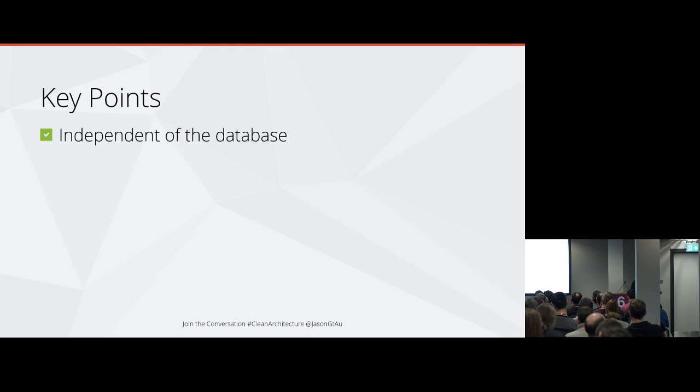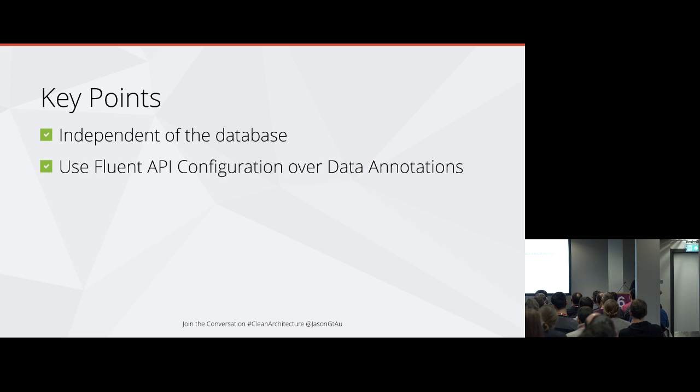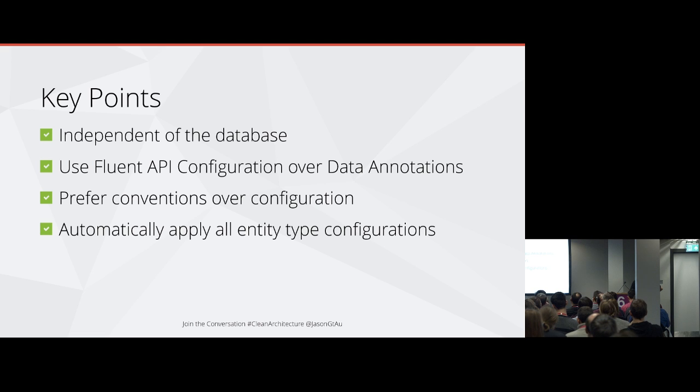All right, so key points. It's independent of the database. We're using the EF Core providers, and so we're kind of safe. We use Fluent API configuration over data annotations. They're more powerful. We prefer conventions over configuration. We know our conventions, and therefore we're more effective when we design our systems. And we automatically apply all entity type configurations using the EF Core 2.2 ApplyConfigurationsFromAssembly method.